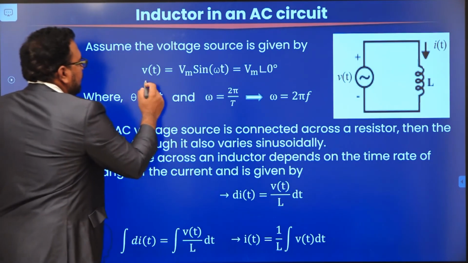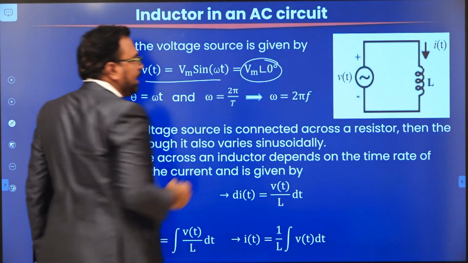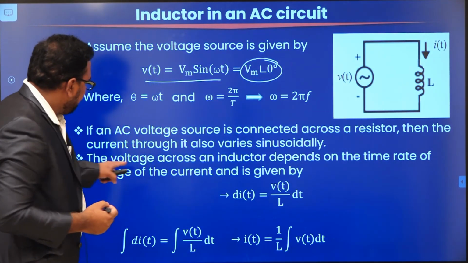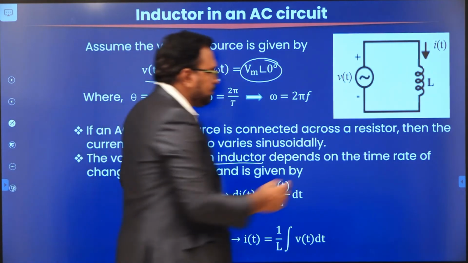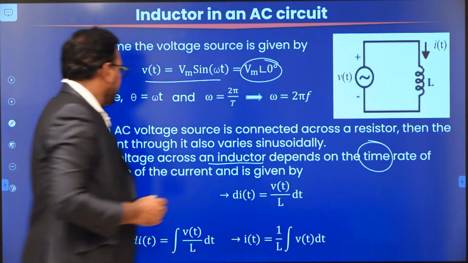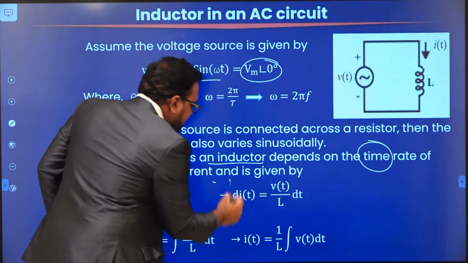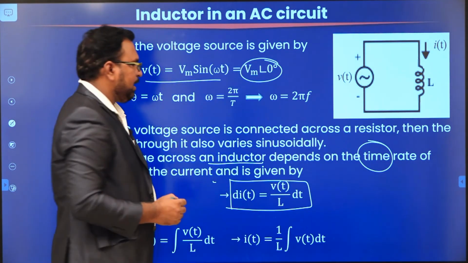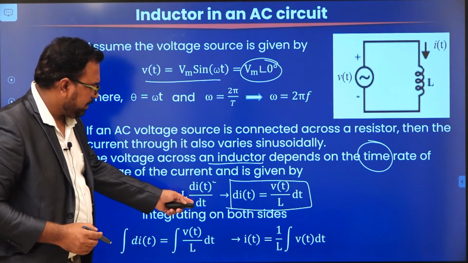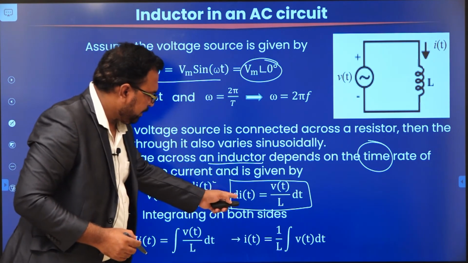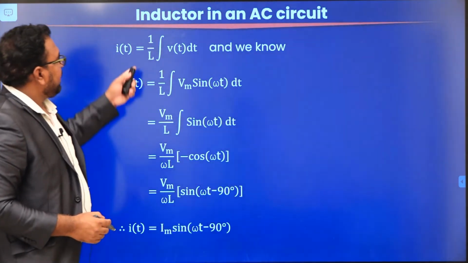So here I have considered a voltage V of t equal to Vm sin omega t. In phasor notation I have considered Vm at an angle of 0 degrees. And we know that the voltage across an inductor will vary with respect to time. So that expression is given as V of t is equal to L into di by dt, that can be written as di of t is equal to V of t by L into dt. When you integrate on both sides, we are going to get these expressions.